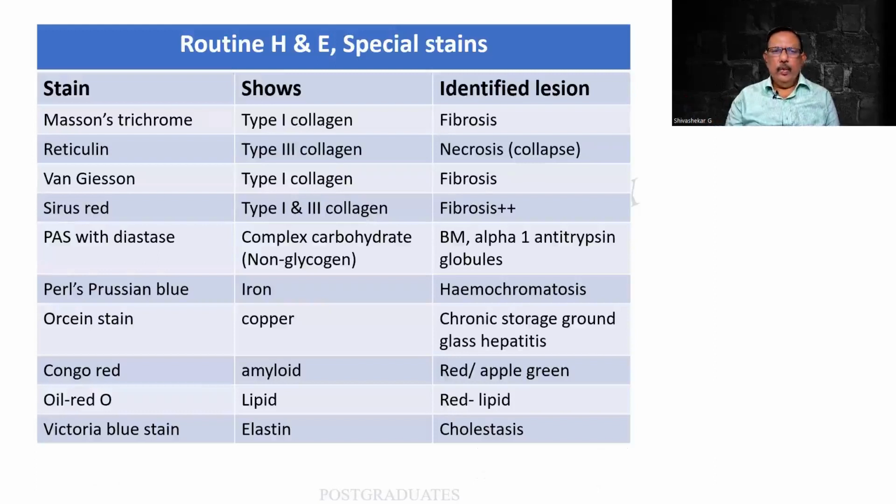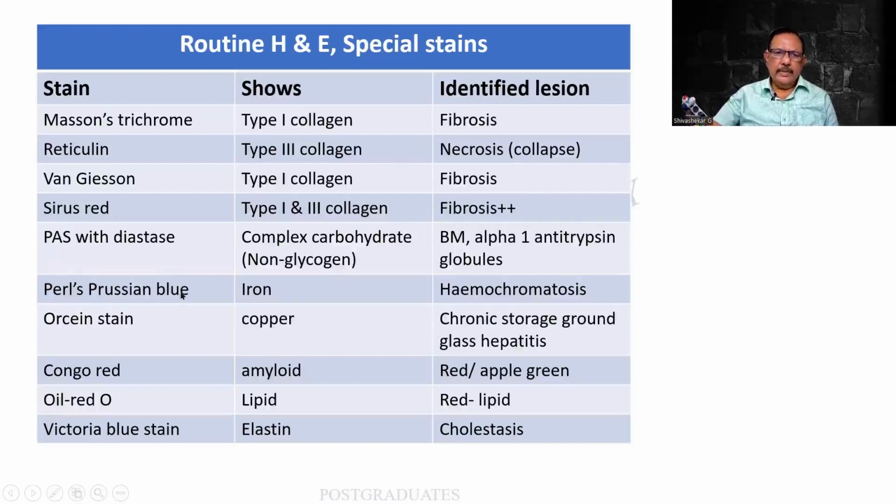What are the stains that could be used? There are a plethora of stains which you as postgraduate students shall and will remember. H&E is of course one. Masson's trichrome for type 1 collagen, any form of fibrosis, as in the case of cirrhosis. Reticulin, it can be a premature delicate stage of it, and whenever there is necrosis, you find that there can be a collapse of the reticulin framework that can again happen in early hepatitis, going in for cirrhosis. Van Gieson, again for the collagen. Sirius red for type 1 and type 3 collagen to demonstrate fibrosis, it is supposed to be better.